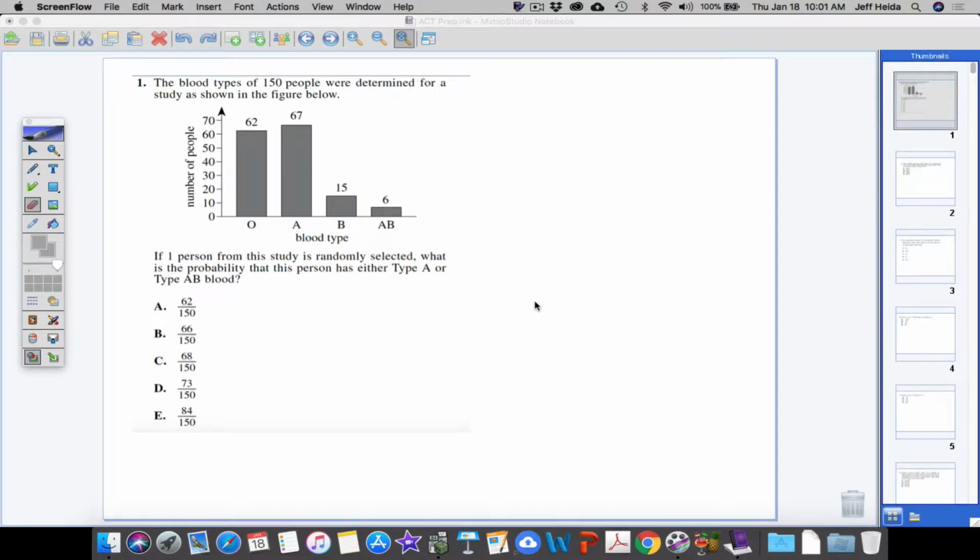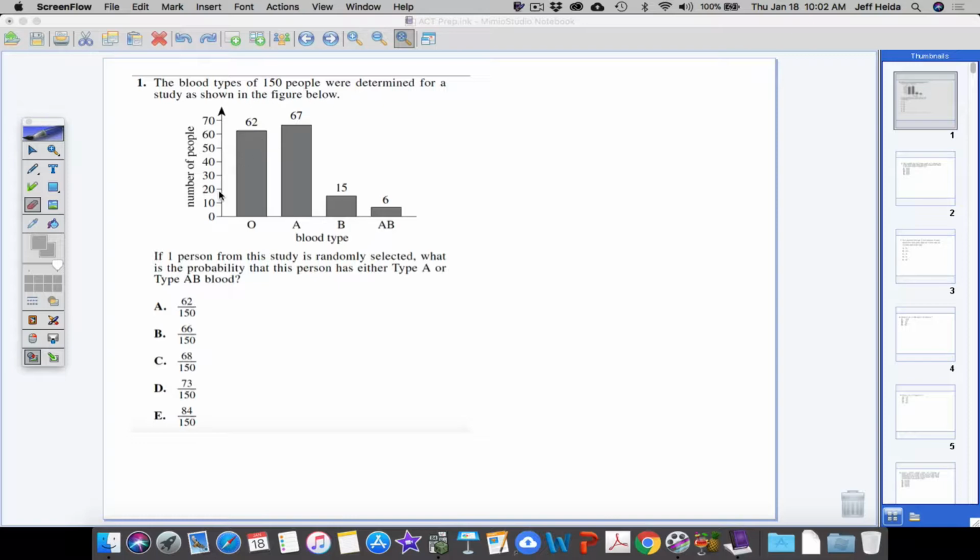This video is the first of six videos going through the 60 questions on the practice ACT math test. So again, this is the first one. We're going to do problems 1 through 10. Problem number 1. The blood type of 150 people were determined for a study shown in the figure below.